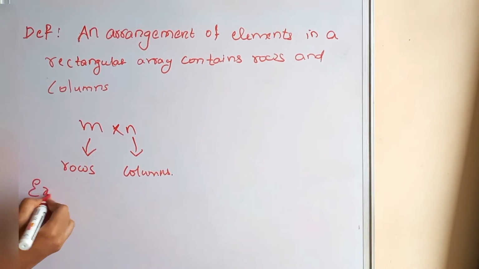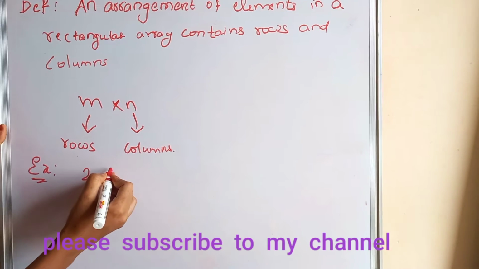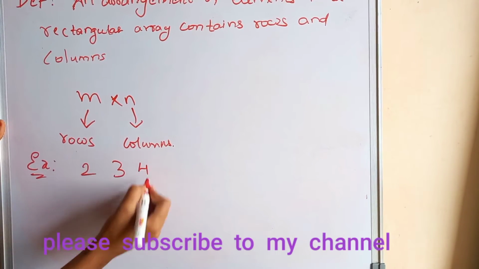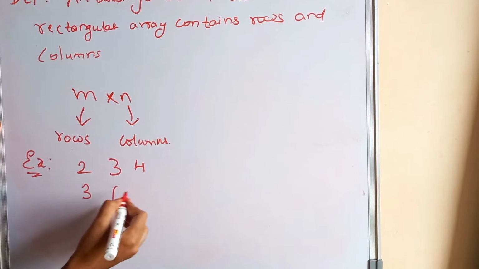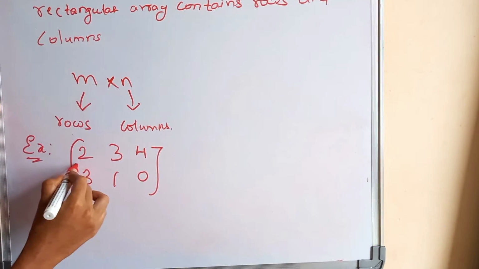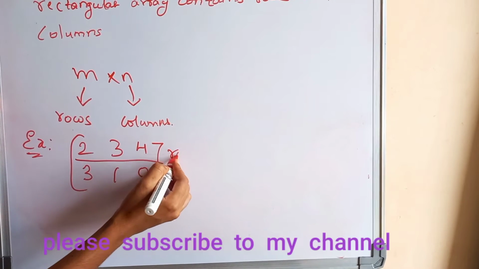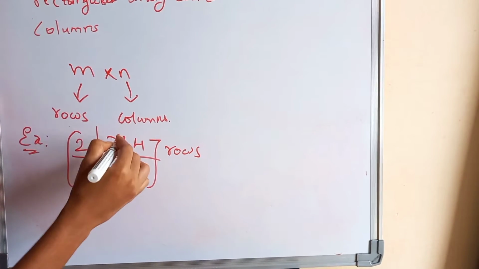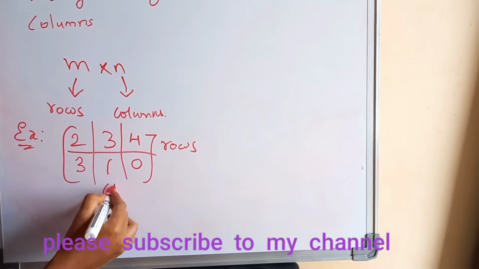Example: 2, 3, 4, 3, 1, 0. It contains horizontal wise are called rows and vertical lines are columns.